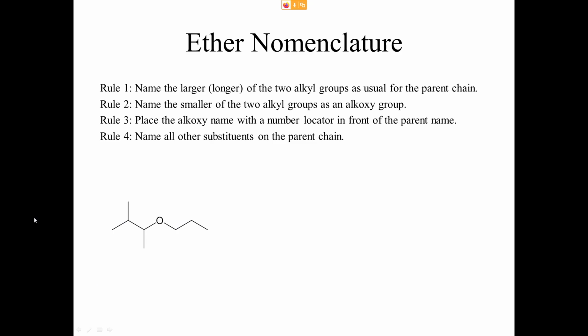Everybody following me so far? So I have a little animation to help you with that. Right? So if I count on the left, I get 4. If I count on the right, I only get 3 as the longest chain. I'm going to go with the left as the longest chain. So what will it be called?